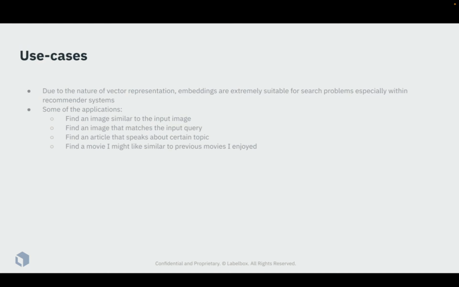Due to the nature of vector representation, embeddings are extremely suitable for search problems, especially within recommender systems. Some of the applications of embeddings within search could be, you might have an image of a dog and you want to find all other images that are similar to your image, or you would expect that those images would contain a dog. That's where embeddings come very useful along with the proper similarity algorithm.